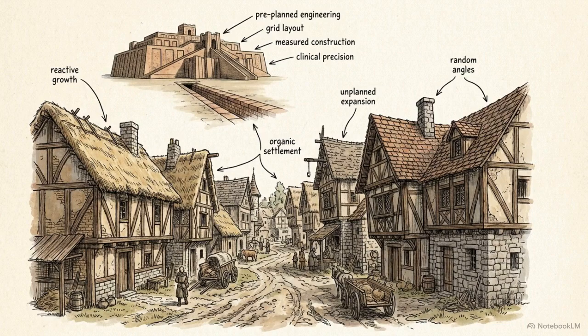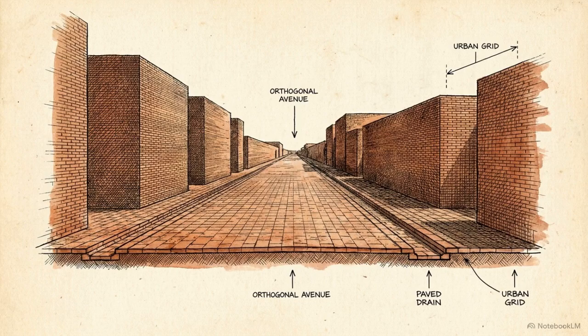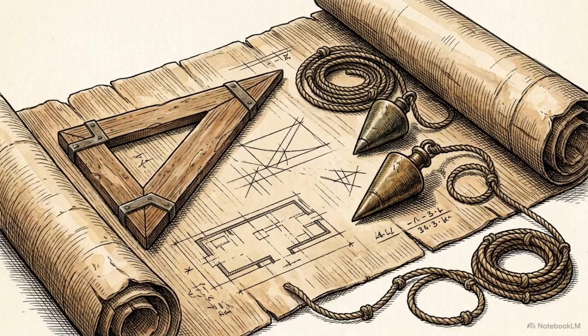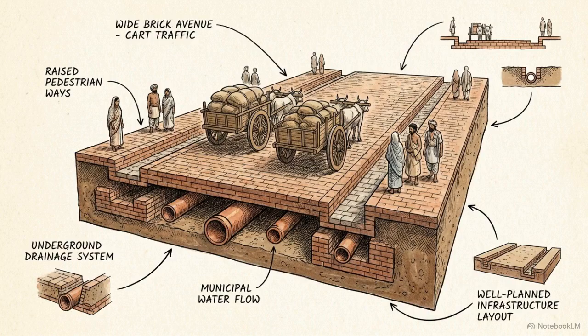An organic city grows by reacting to immediate needs. An orthogonal grid is predictive. Laying down a perfect grid requires advanced surveying and mathematical pre-planning before construction begins. The implementation of this layout shows that Harappan engineers prioritized municipal flow, traffic, and infrastructure over short-term expansion.